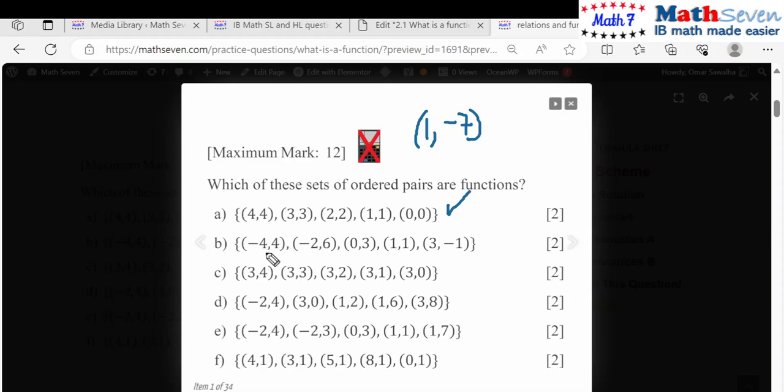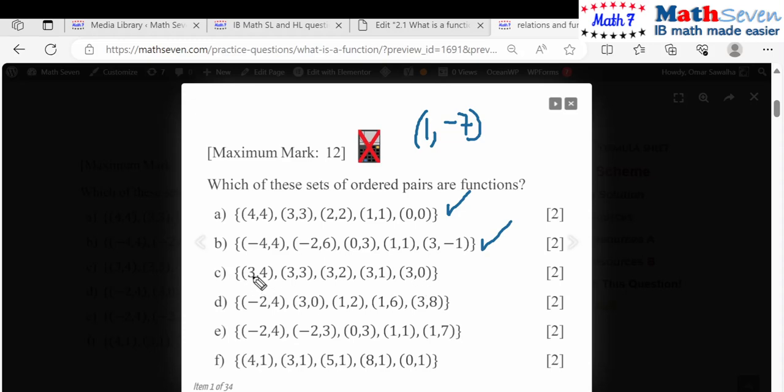Look at part B. Part B minus 4 أعطاني 4 و minus 2 أعطى 6 0 3 1 1 3 minus 1 4. So for all these inputs نفس الانبوت مثل minus 4 بعطيني 4, okay, minus 2 بعطيني 6, فما في repetition للانبوت that is giving me a different output. So yes, this is a function. Now look at part C.